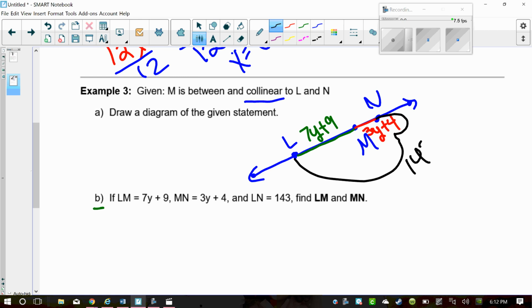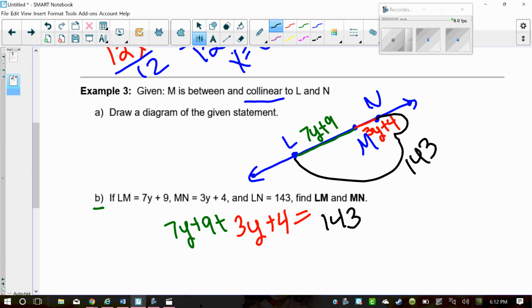And sometimes we'll actually have another one like 2y plus 3 or something like that. We're going to set it up the same way. So remember, we're going to add up the two segments. My two segments are 7y plus 9 plus the red segment, 3y plus 4. And then we set it equal to the whole thing, which in this case is 143, right?